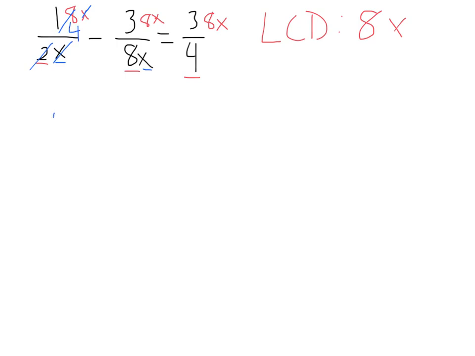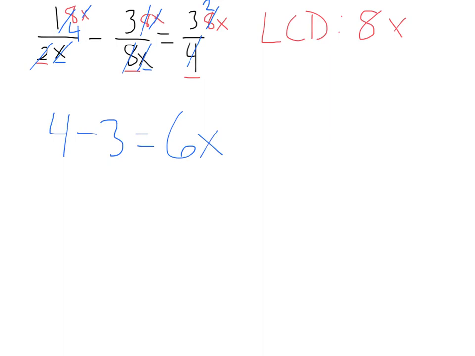So I'm left with 4 here, minus, here the 8x completely cancels, and I'm left with a 3 here. And then lastly, I have 8 divided by 4 is 2, so I'm left with a 3 times 2, which is 6x.